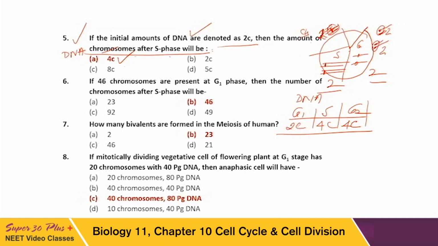Number of chromosomes 46 at G1. This question you can correlate here. The number of chromosomes will remain the same in the cell cycle.